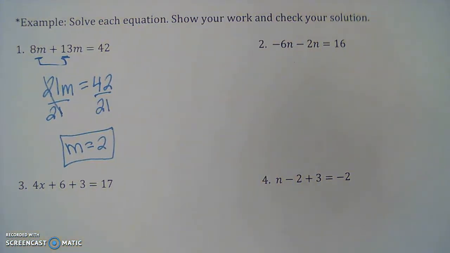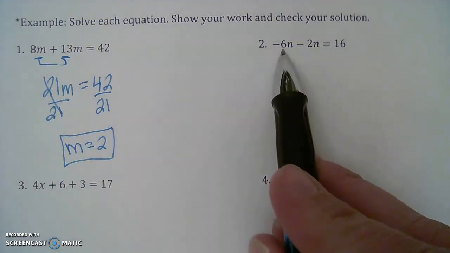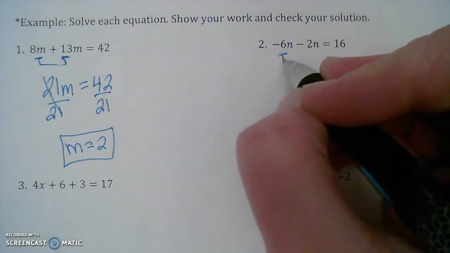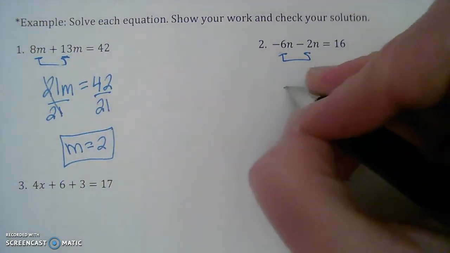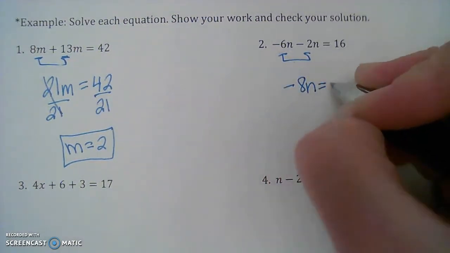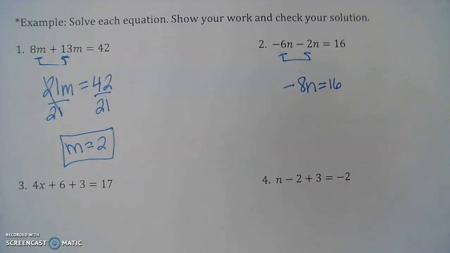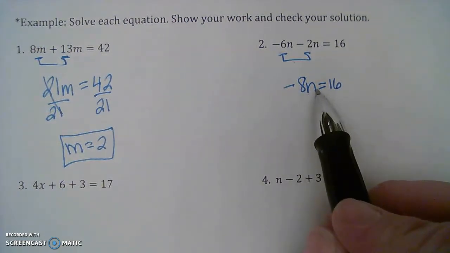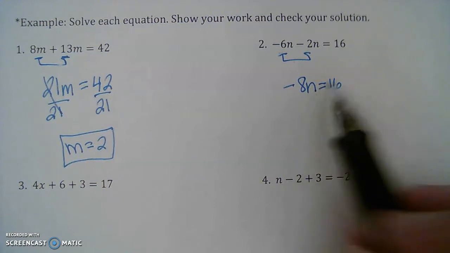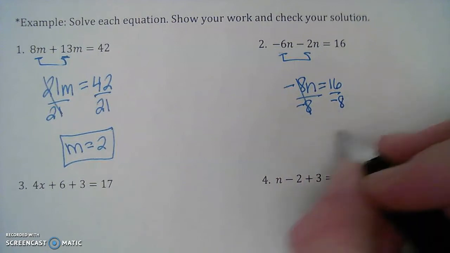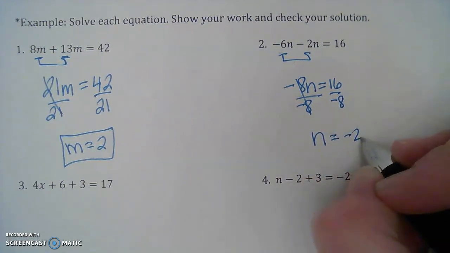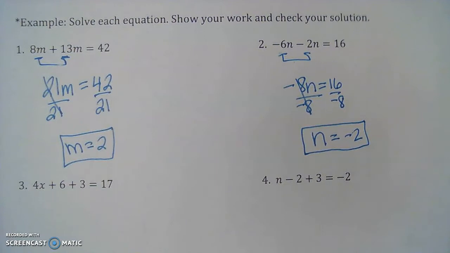Right. Number 2 is very similar. You just have to be really careful because this is negative 6 minus 2. Again, if you need to use your calculator, use your calculator. Negative 6 minus 2 is negative 8n equals 16. So negative 8n means negative 8 times n. So to undo multiplication, we need to divide by negative 8, divide by negative 8, n equals negative 2. So we think n should equal negative 2.